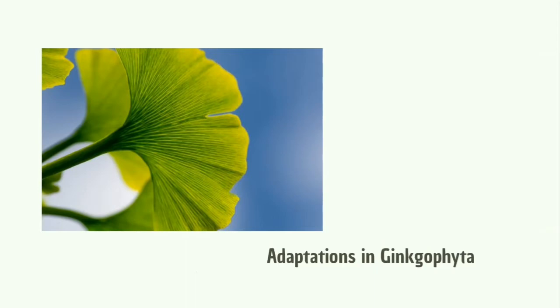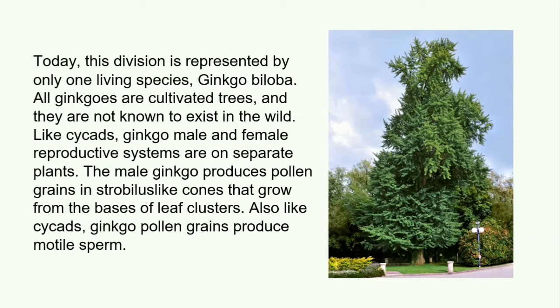Adaptations in Ginkgophyta. Today, this division is represented by only one living species, Ginkgo biloba. All ginkgos are cultivated trees and they are not known to exist in the wild. Like cycads, ginkgo male and female reproductive systems are on separate plants. The male ginkgo produces pollen grains in strobilus-like cones that grow from the bases of leaf clusters. Also, like cycads, ginkgo pollen grains produce motile sperm.